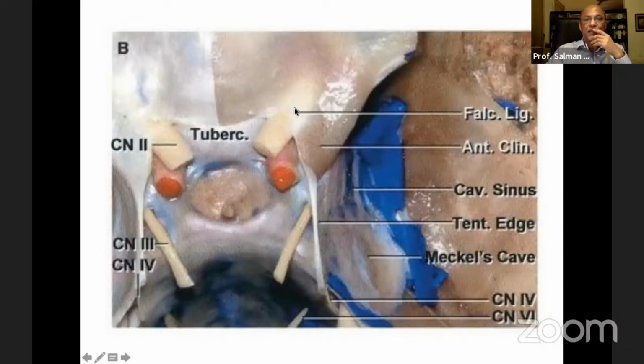Falciform ligament is actually covering the optic nerve and the carotid, and you've got the third nerve here at the same time, the second nerve here entering into the optic canal, and you've got the pituitary and the stalk, and the fourth nerve can be seen on both sides as well. I'm going to be showing the sixth nerve shortly as well.